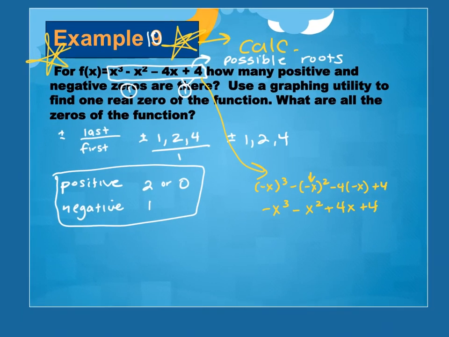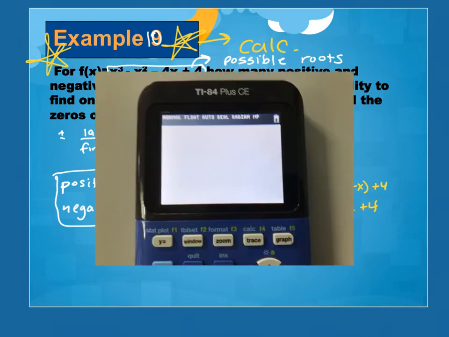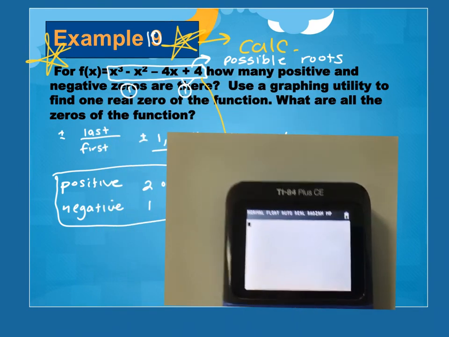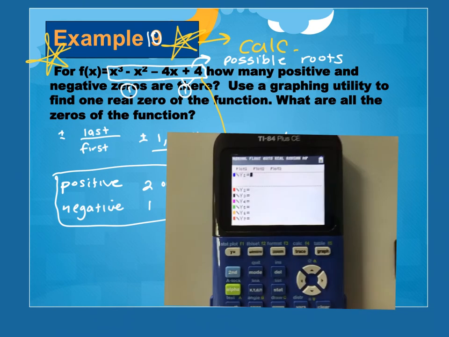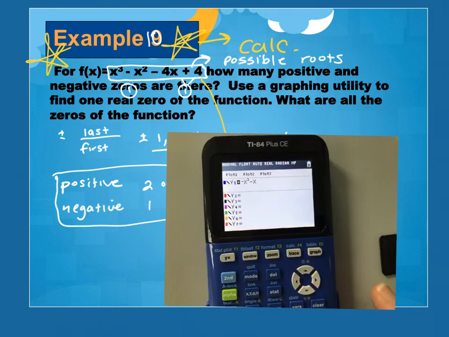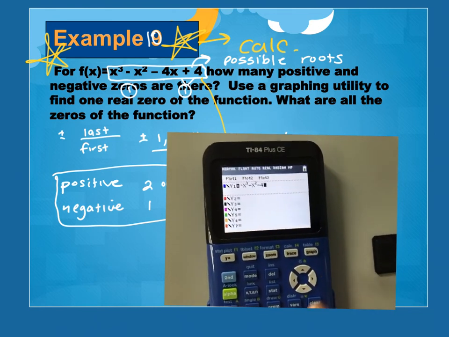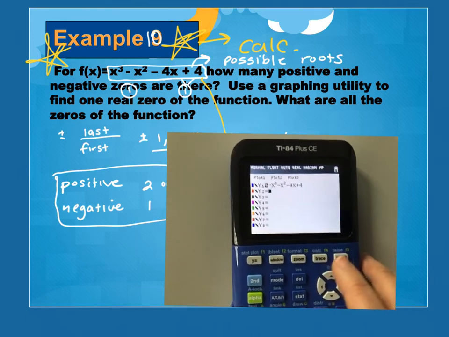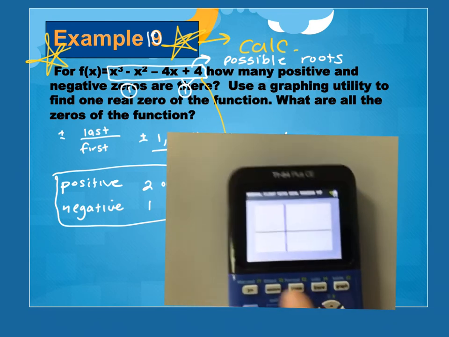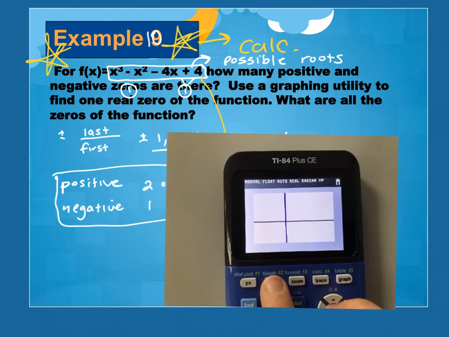All right, now it says use a graphing utility to find one real zero of the function. Now I'm going to go to my graph. I'm going to go to my y equals. I'm going to get negative x to the third minus x squared minus 4x plus 4. Graph. Oh, I'm so zoomed out, sorry. From the last example.